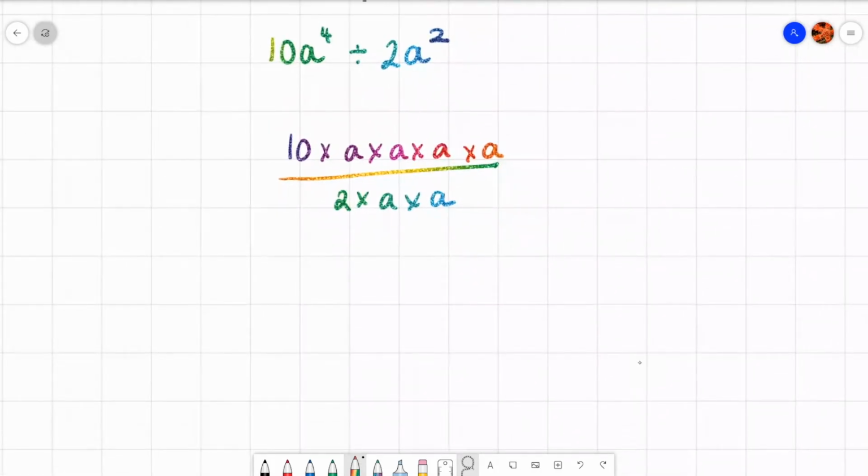Okay, right, first of all, we can cancel some of the a's, because a divided by a is 1. I can do 10 divided by 2, which is 5. And how many a's are we left with? a times a, which is a squared. So we do 10 divided by 2, which is 5, and we use the same rule as we've learned above. When you divide and you have the same base, you subtract the powers. 4 take 2 is 2.